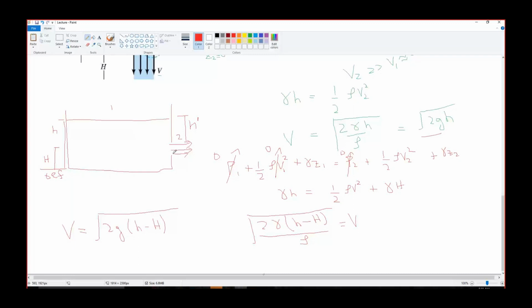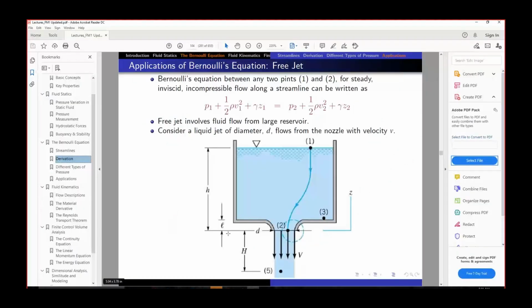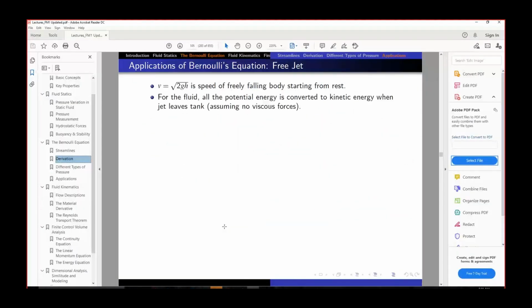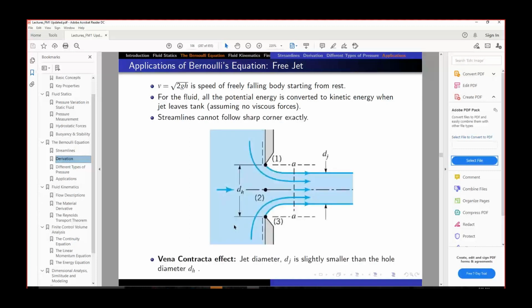Clear, sir. Okay, then we move further in this topic. So these are the simplifications in the free jet.